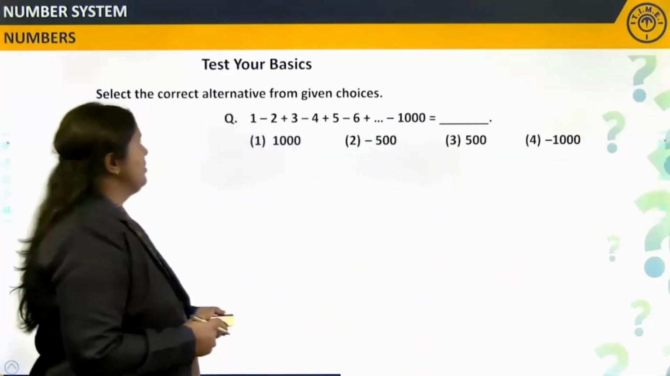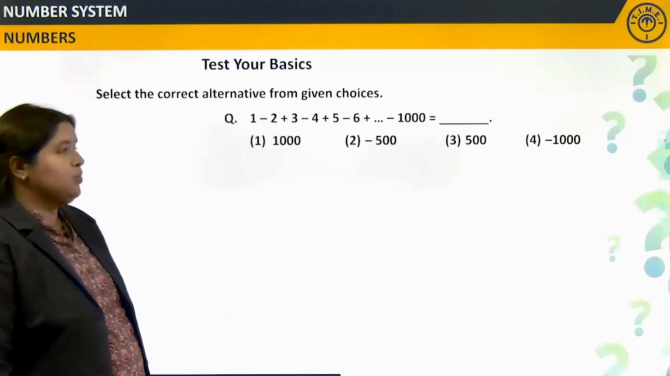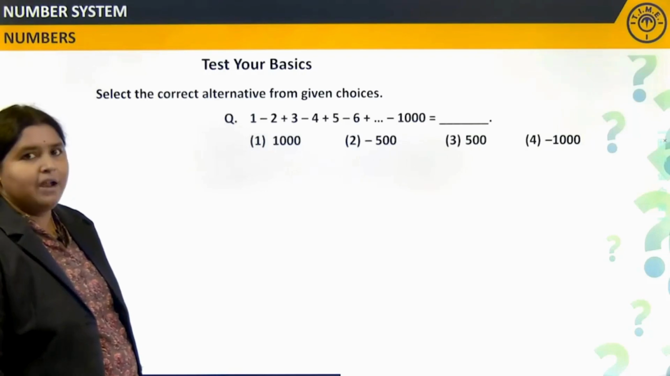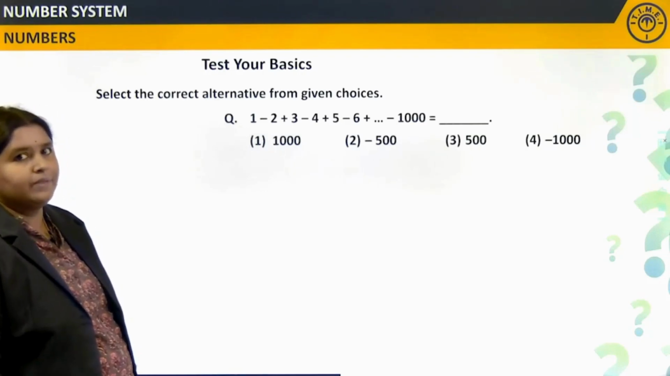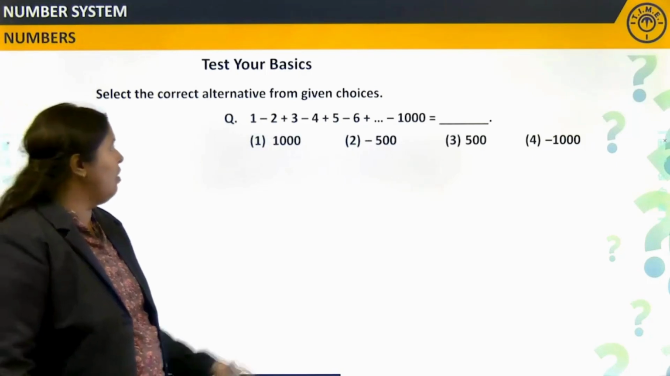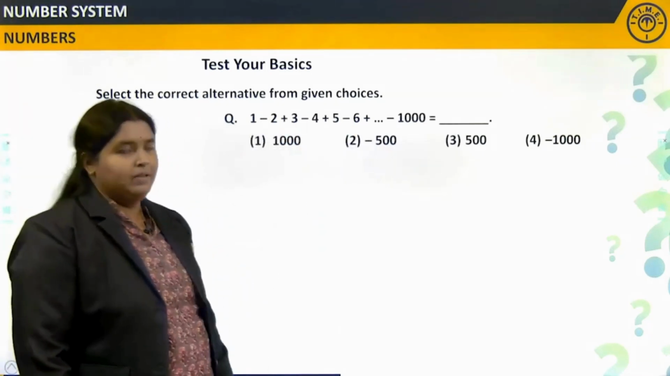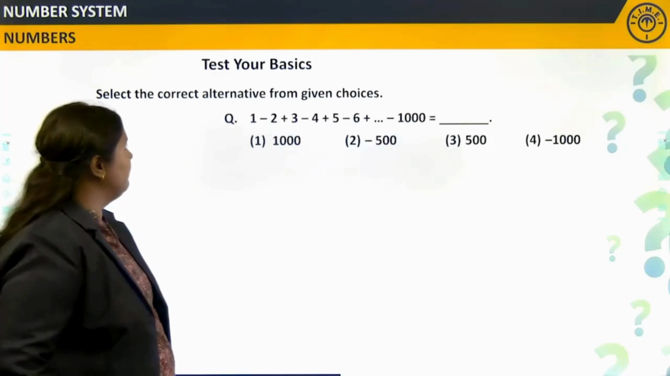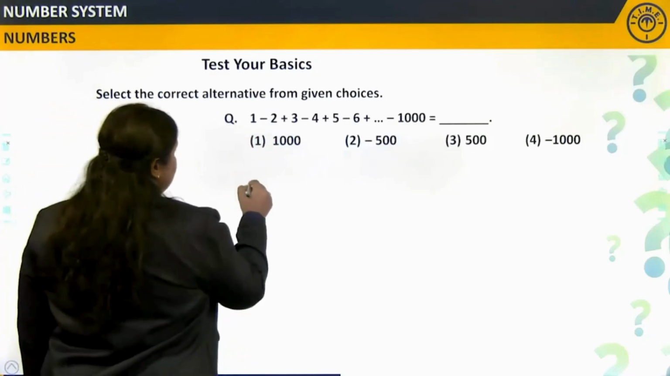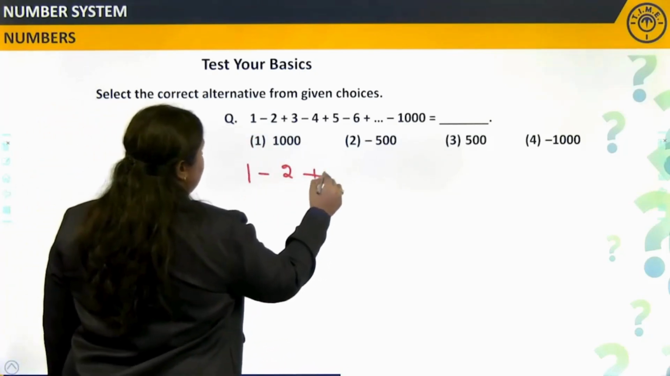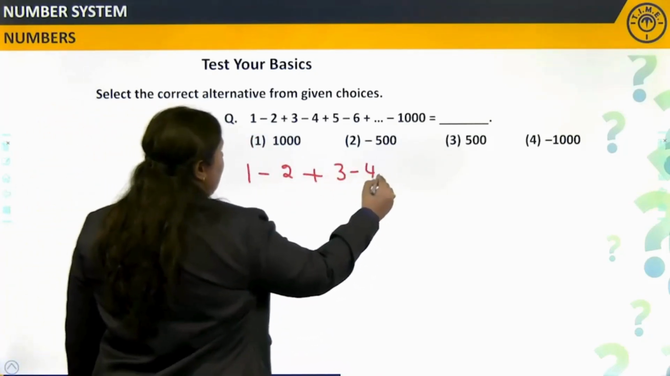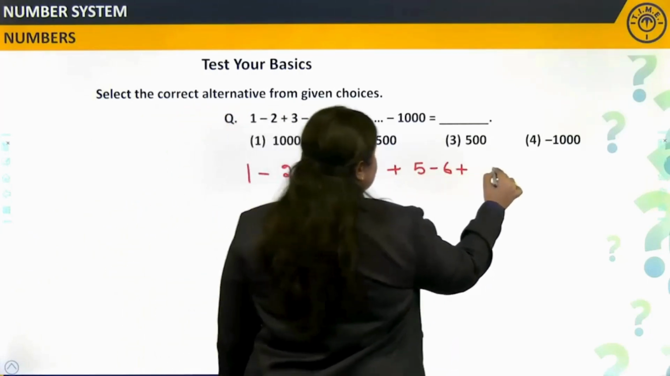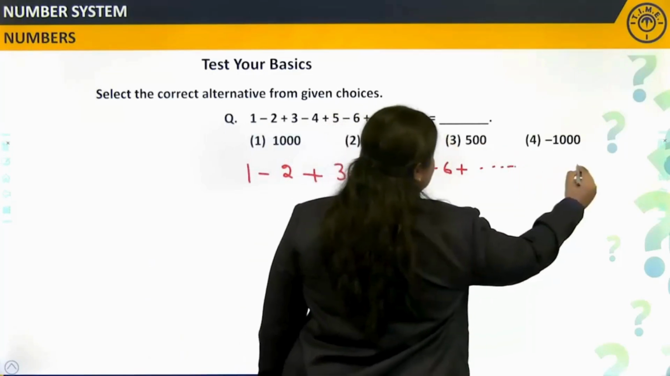Look at the next question. 1 minus 2 plus 3 minus 4 plus 5 minus 6 etc. up to minus 1000. We have to find the value of this sum here. How do we go about it? If you carefully observe, let me take the numbers first. 1 minus 2 plus 3 minus 4 plus 5 minus 6 plus etc. What is the last one?